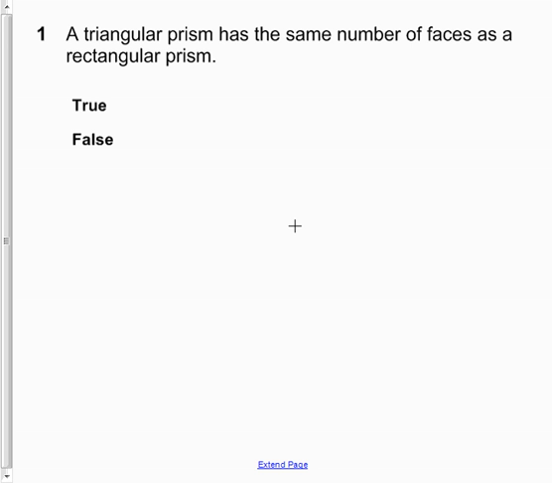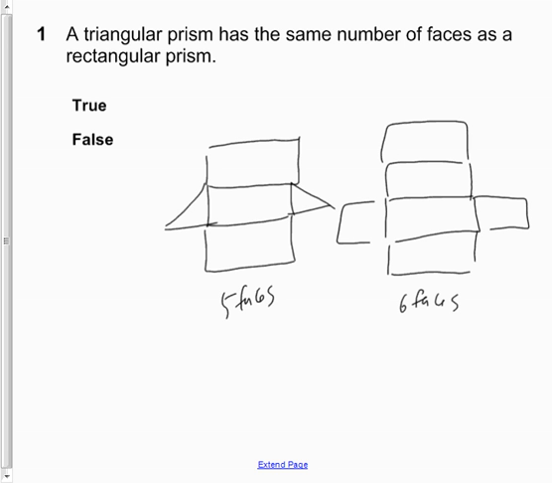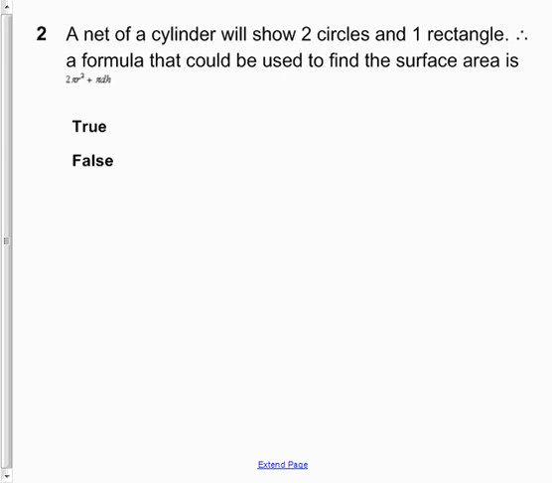It says a triangular prism has the same number of faces as a rectangular prism. Even though all of you got it right, I'm going to draw the net. This would be the net for a triangular prism, and a rectangular prism would look something like this. This has 5 faces. This has 6 faces. So they do not have the same number of faces. The triangular prism has 1 less face.